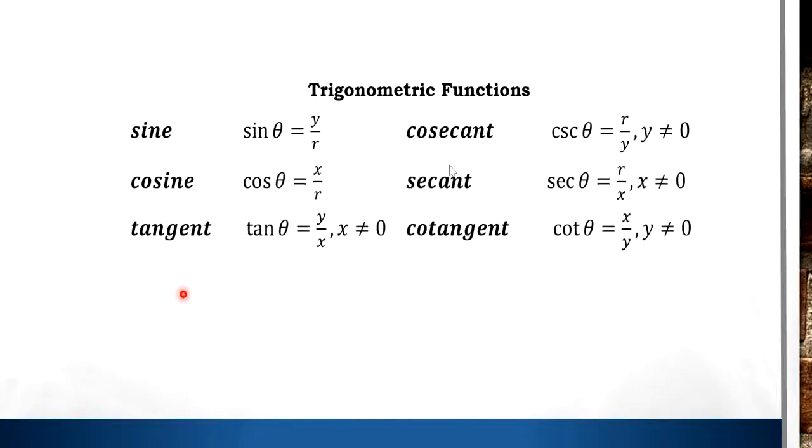Aside from that unit circle, we will be needing the trigonometric functions. We have sine theta equal to y over r, cosine theta equal to x over r, tangent theta equal to y over x, where x is not equal to 0. Cosecant is r over y, secant theta is r over x, and cotangent theta is x over y. Take note that the denominator should not equal 0.